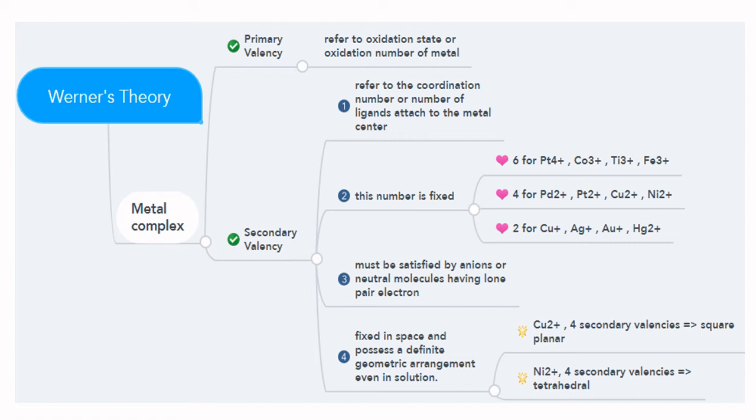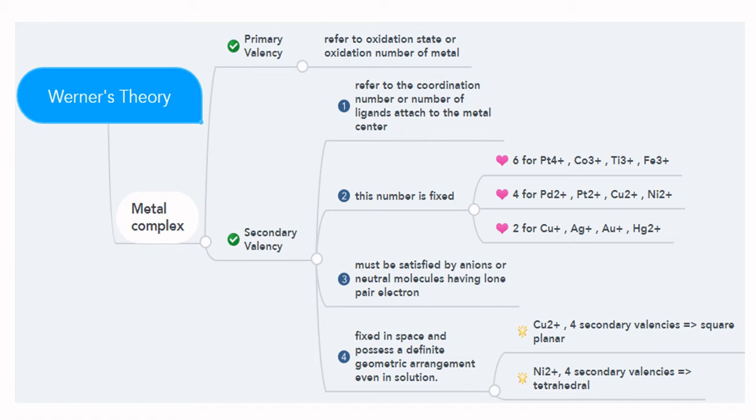And this coordination number is fixed. For example, 6 for platinum 4 plus, copper 3 plus, titanium 3 plus, and iron 3 plus, while 4 for palladium 2 plus, platinum 2 plus, copper 2 plus, and nickel 2 plus. And there are also complexes that can only bind to two ligands. So 2 for copper 1 plus, silver 1 plus, gold 1 plus, and also mercury 2 plus.